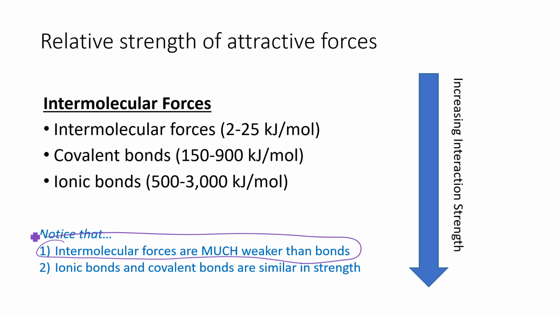Another thing that's important to notice is that ionic bonds and covalent bonds are relatively similar in strength. There's variation, depending on what you're talking about, single bond, double bond, triple bond, depending on which ions you're attracting. But ionic bonds and covalent bonds have a lot of overlap in the energy here, and what they have in common is they're both much stronger than intermolecular forces.